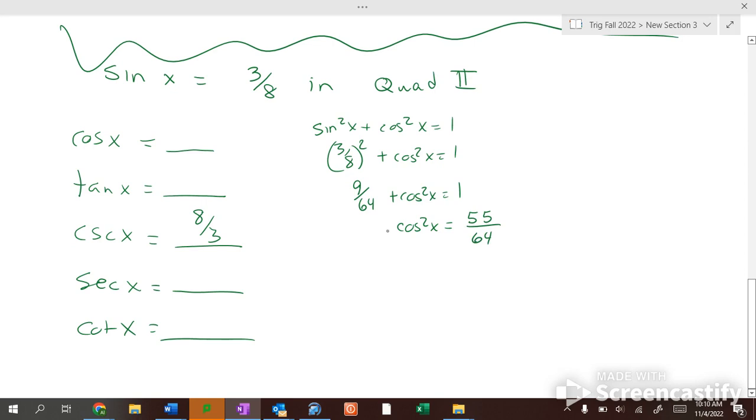And then what do we do to each side? Square root. You are good. So the cosine of x equals either positive or negative. Now, this is important. Quadrant 1, cosine is positive, sine is positive, tangent is positive. Quadrant 2, cosine is... No, you can't put this on your note card. You got to be smart.